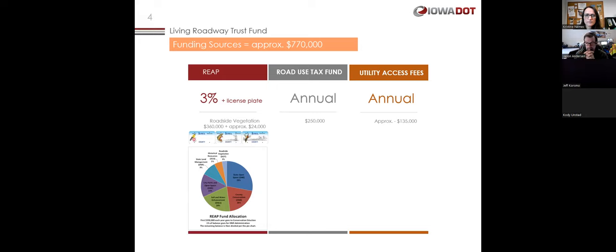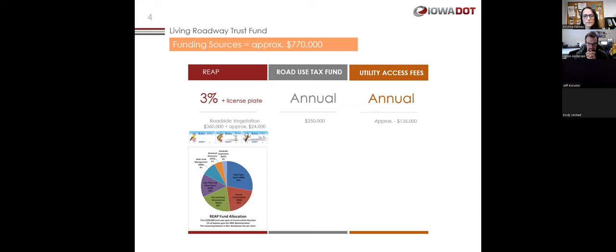So funding for LRTF comes from three different sources. The first source being REAP, or the Iowa Resource Enhancement and Protection Fund, which provides 3% of its annual funding, plus a percentage of REAP license plate fees to LRTF. $12 million was approved for REAP this year, so that amounts to $360,000. Plus the REAP license plate fee percentage, which amounts to about $24,000, all going to LRTF.